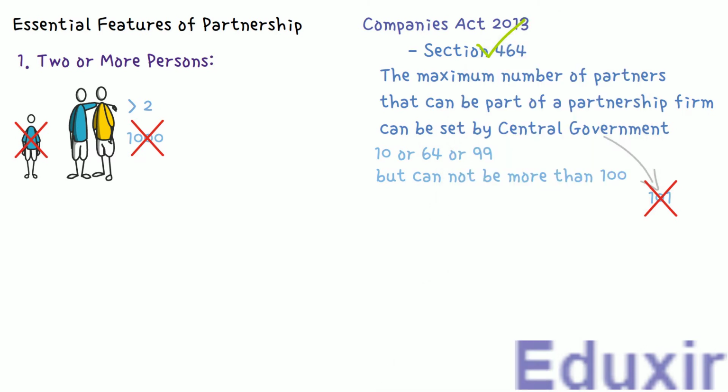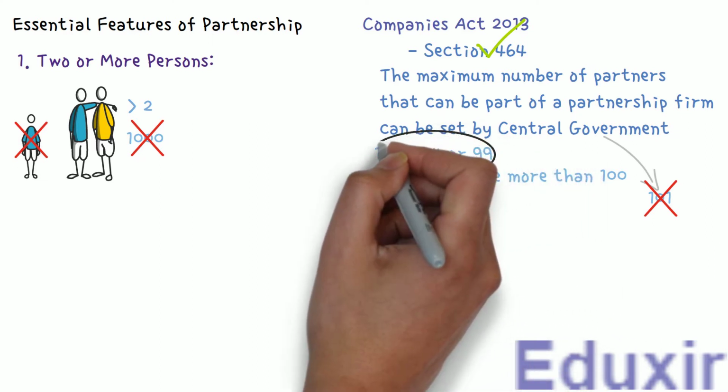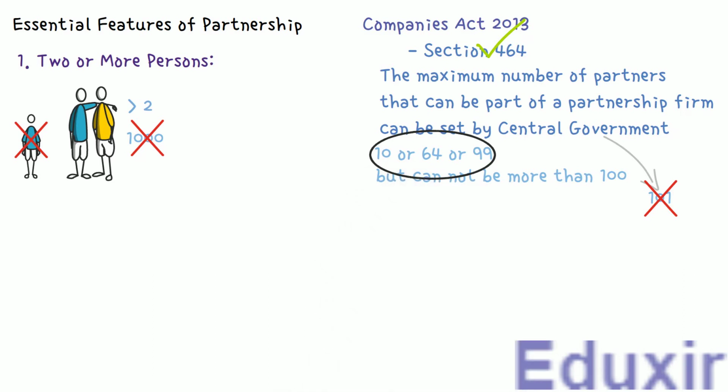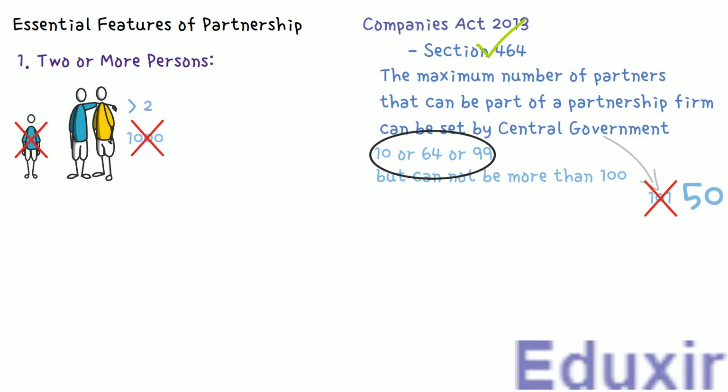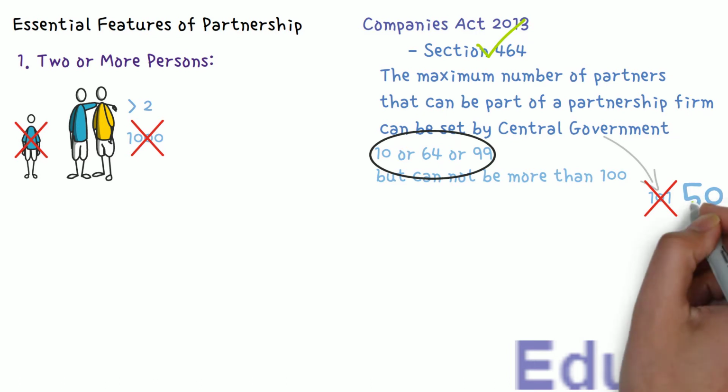Now, you might ask me a question. What is this number? You are telling that the central government can set it to 10 or 64 or 99 or any number, but what is the actual number? The answer is 50. This might change in the future, but for now, the maximum number of partners in a firm as specified by the central government is 50.